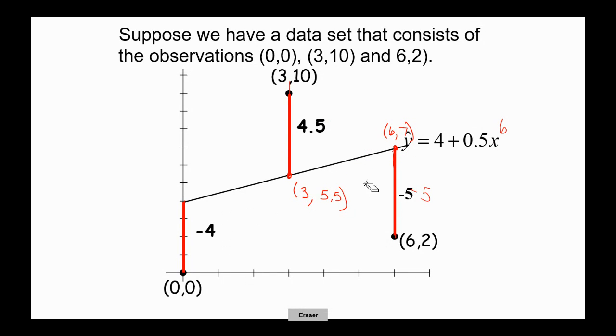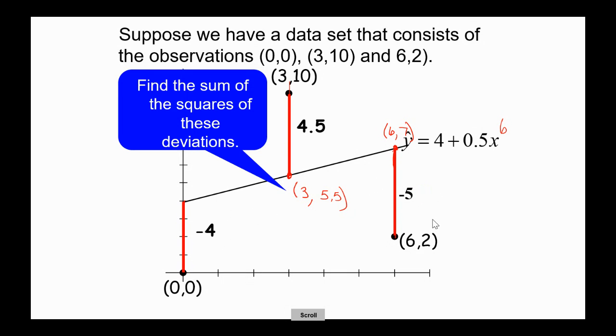Okay, so we found that. Now let's find the sum of the squares of these deviations. So what we need to do is add up -4 squared plus 4.5 squared plus -5 squared. If I add those up, what would that get me?